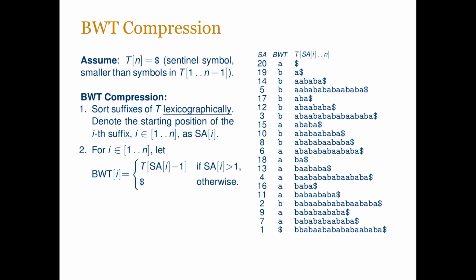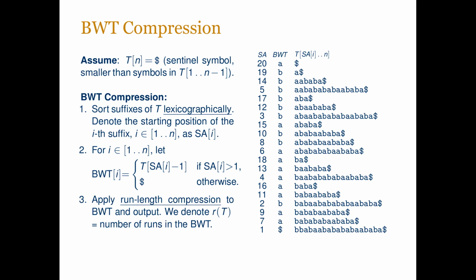It is easy to see that BWT is a permutation of the input string. The important property of BWT is that it is an invertible transform, that is, given the BWT, we can restore the original string. The last step of BWT compression is to apply run length encoding on the BWT, that is, we represent every block of equal symbols using a pair of integers denoting the symbol and the length of the block. By r of t, we denote the number of runs in the resulting encoding.